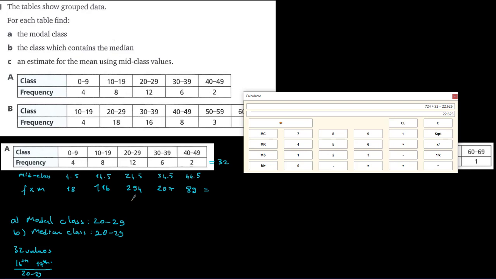Let me write here again, that's equal to 724. So for the C1 mean value, if you remember, it is the sum of all divided by the number of values. The sum was 724 divided by 32, which is equal to 22.63.